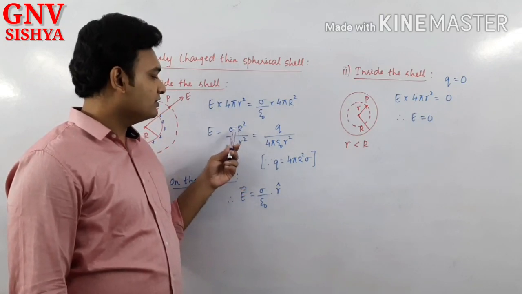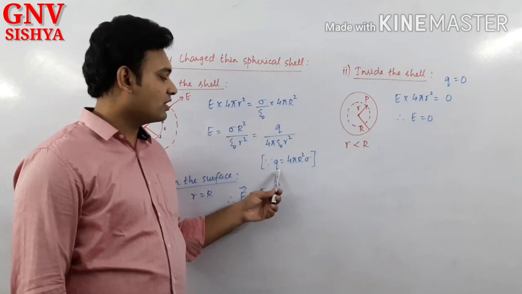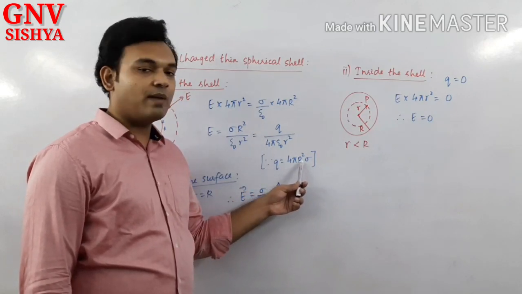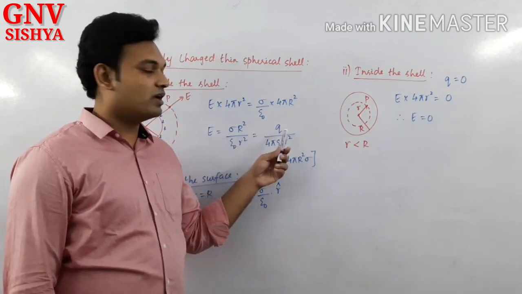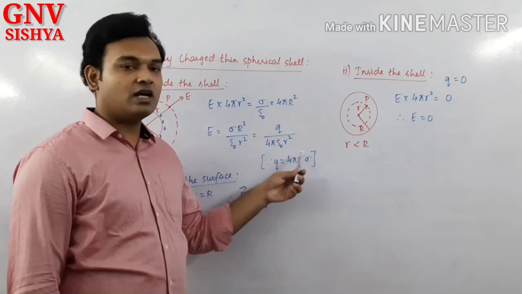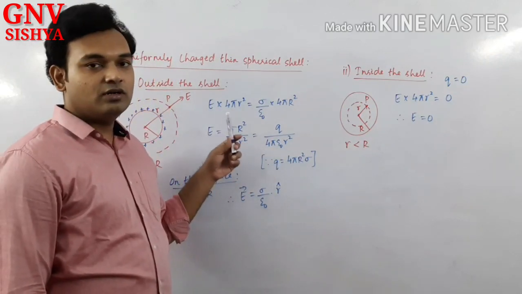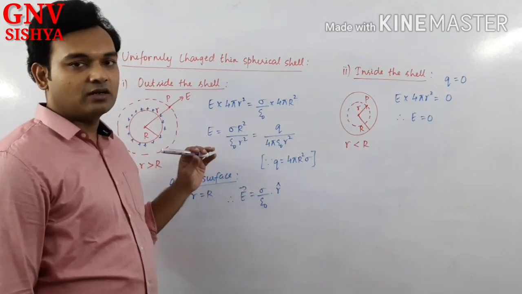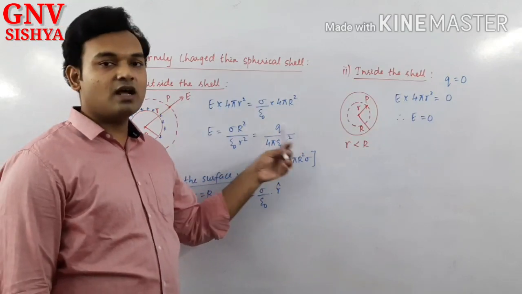And instead of sigma, if you are going to substitute in terms of charge, q equal to 4 pi capital R square into sigma, we can even get the expression for electric field as q by 4 pi epsilon naught r square. And if you are going to include the unit vector r cap over here, this will also become a vector. Okay, so it can even be a vector quantity if you include the unit vector r cap.